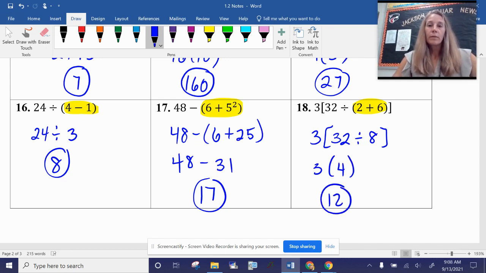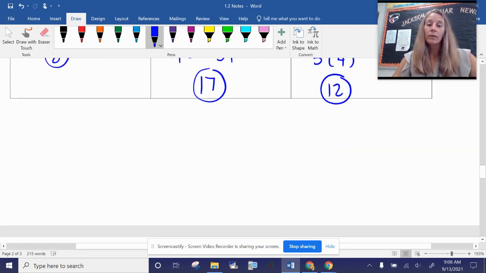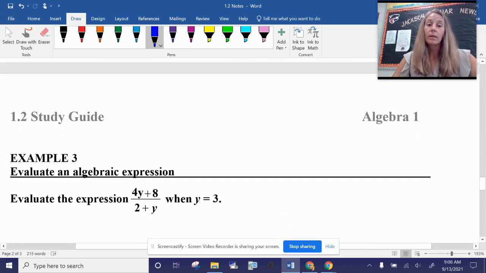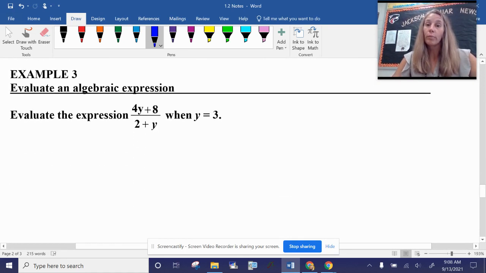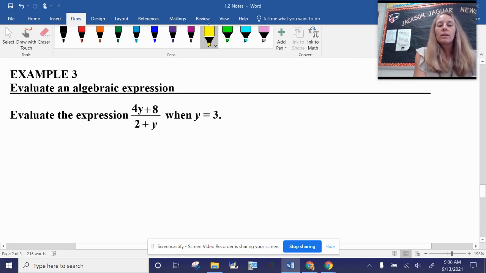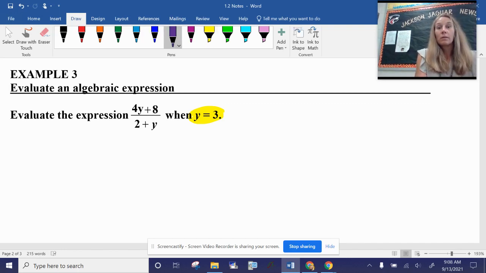So there's one more type of example we're going to go over, and this is going to combine the evaluating of expressions that we did in the last lesson and using our order of operations from this lesson. So you'll notice here it says evaluate this expression when y equals 3. The first thing you do anytime you have a problem where you're substituting something in like that is substitute it in everywhere it needs to go. So we're substituting that 3 in 2 separate places.